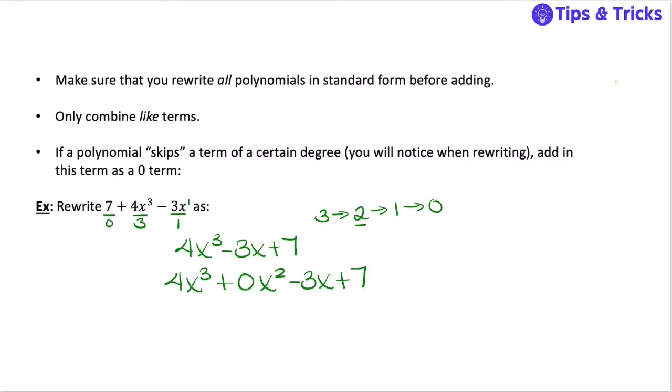And the reason is because this 0 term will now become a placeholder. So suppose I'm adding to a polynomial that does have a squared term. I wouldn't know where to put it, but if I have the 0 here as a placeholder, it'll help everything line up a little more neatly.